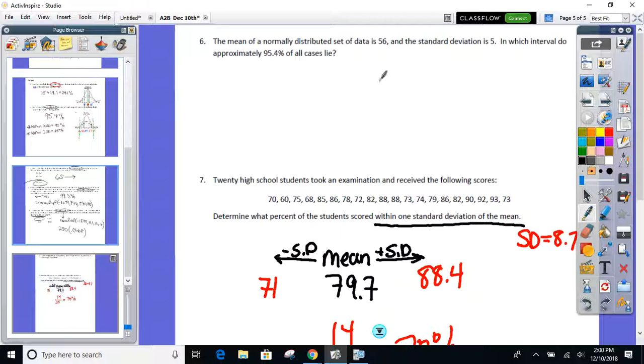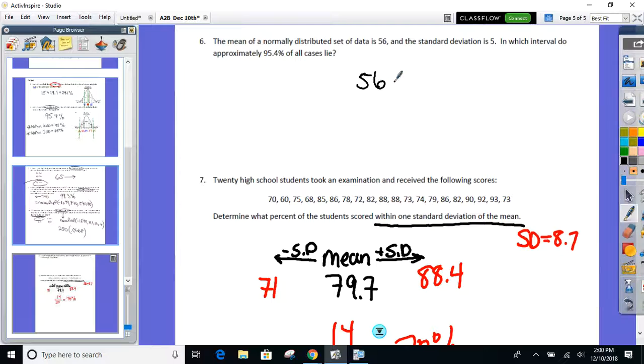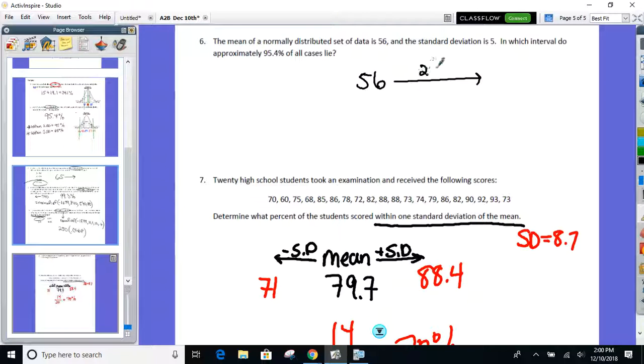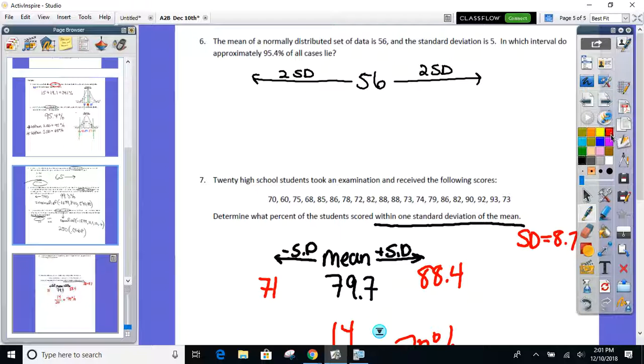So here's what I need from you. If I have 56 as the mean, and I go 2 standard deviations this way, 2 standard deviations to the left, what are those scores? That's what I need your help with. And how do I know it's 2 versus 1 standard deviation? 95%. If it was 68, then I'd go 1. All right, help. 56. I need to get over to 2. How do I do it?